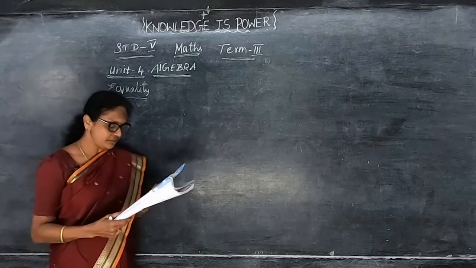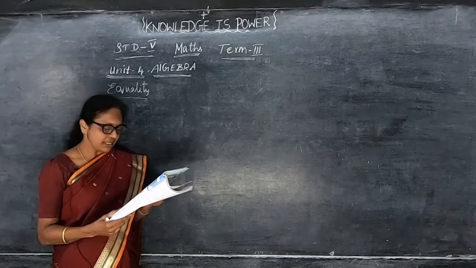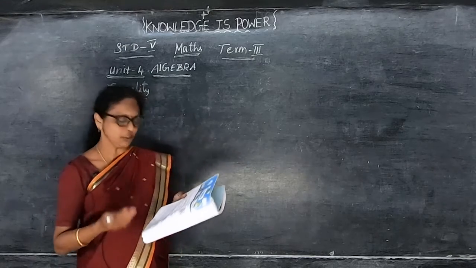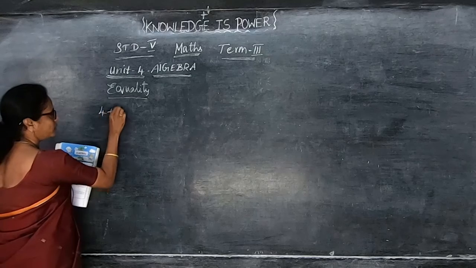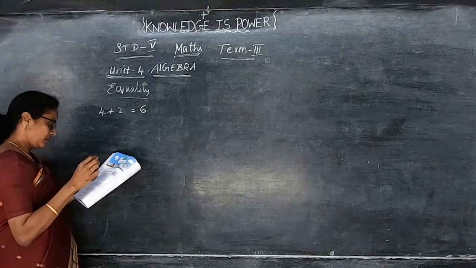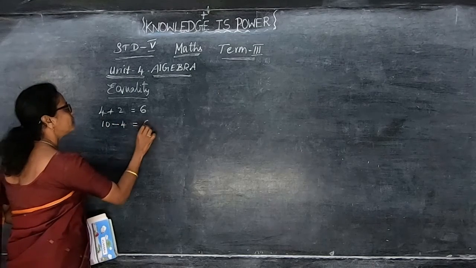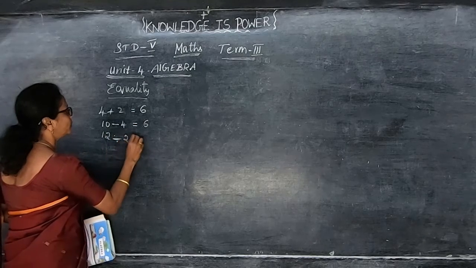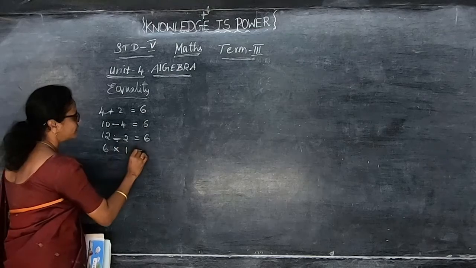Equality. Whenever we add, subtract, multiply or divide two numbers, the answer we get is another number. For example, if we add 4 plus 2, how much is that? 6. Okay. Then 10 minus 4, that is equal to 6. Then 12 divided by 2, that is equal to 6. Then 6 ones are 6.